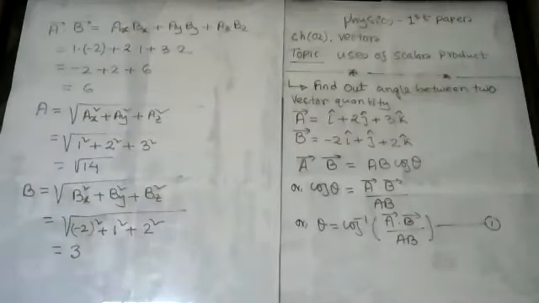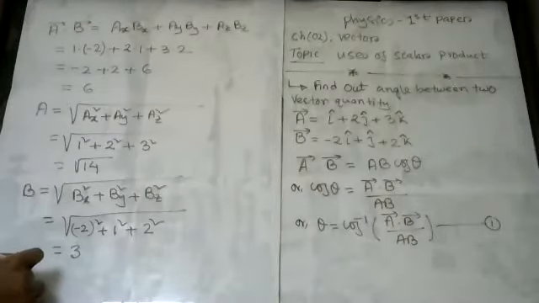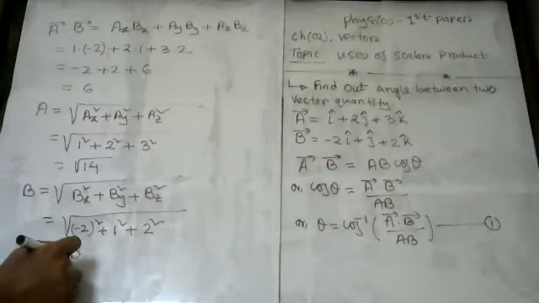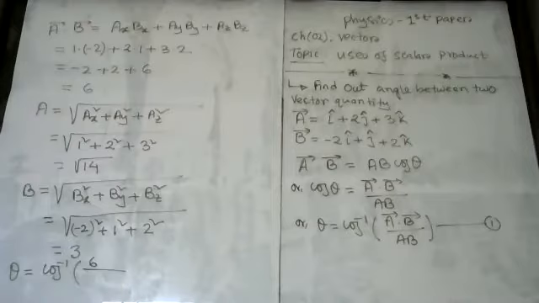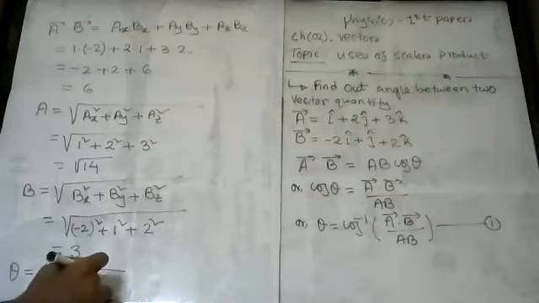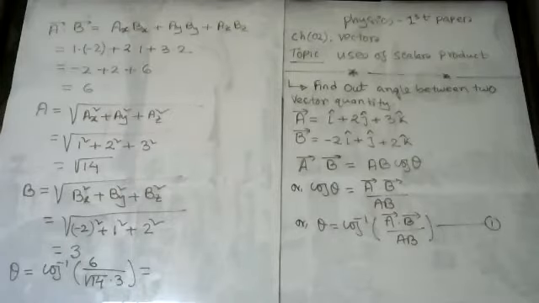Now by using these values, we can find out theta very easily. So the value of theta from equation 1 will equal cos inverse of A dot B, which is 6, divided by A, which is root over 14, multiplied by 3. Now, my dear student, find out the angle between these two vectors.